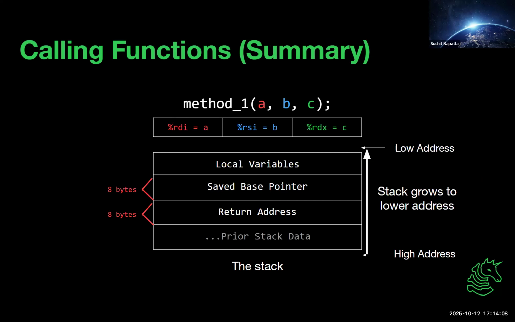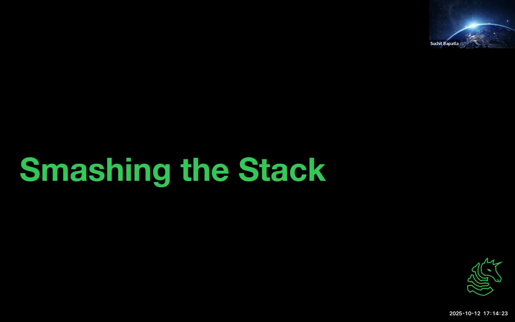So in summary, we have some registers for our function arguments, and then for the function call, we push a return address to the stack, a base pointer to the stack, and then we put whatever local variables on the stack. And this is important for the actual exploits that happen in pwn 1, which you'll call smashing the stack.